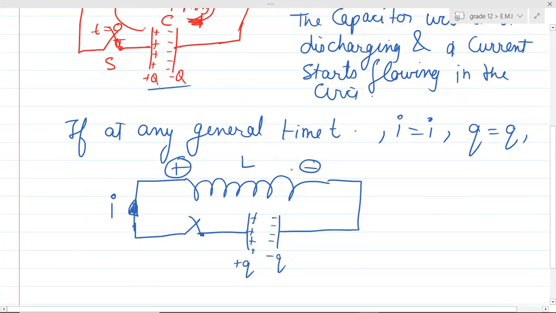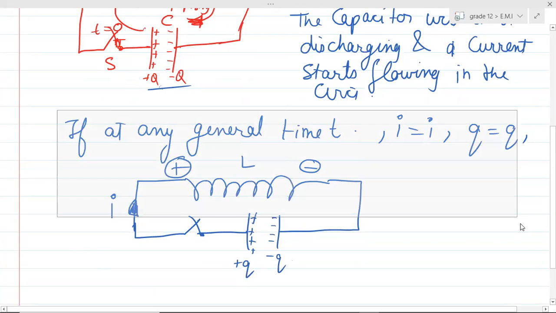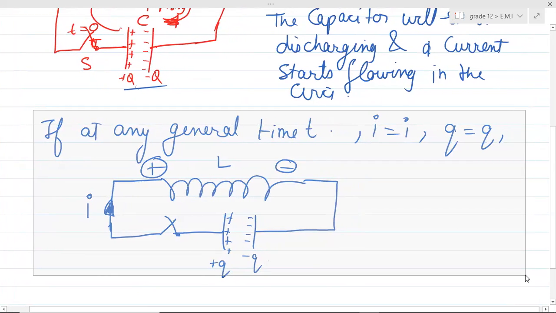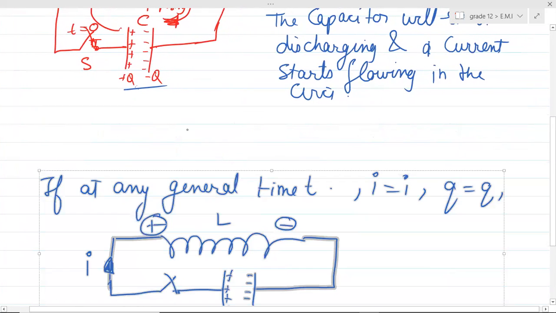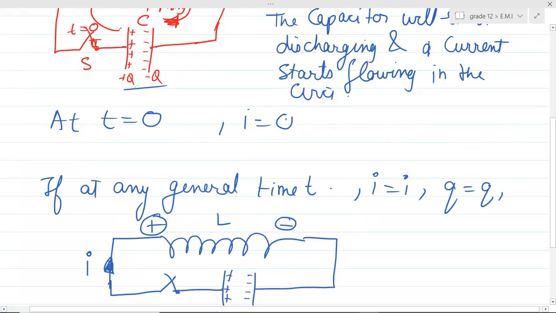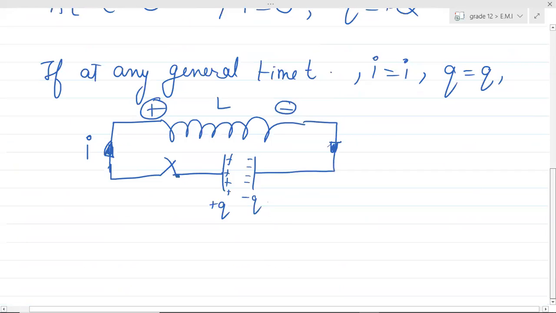At t equals 0, can you tell me what the current will be? At t equals 0, the current in the circuit will be 0 and the charge will be plus Q. But as time goes on, the charge will start flowing, no? Or we can say a current will start flowing, right? Yes or no? Yes, basically these things will be acting as your limits.